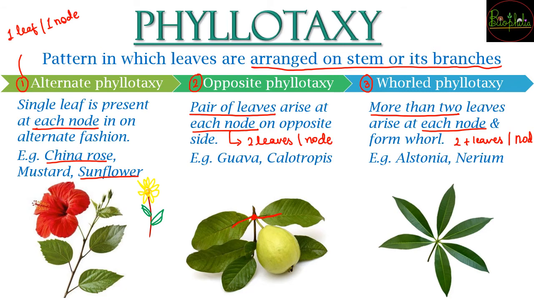So that is about the arrangement, how the leaves are going to be found. Either one leaf on one node, or two leaves on one node, or more than two leaves on a single node. So on that basis you classify or you call that study as phyllotaxy.